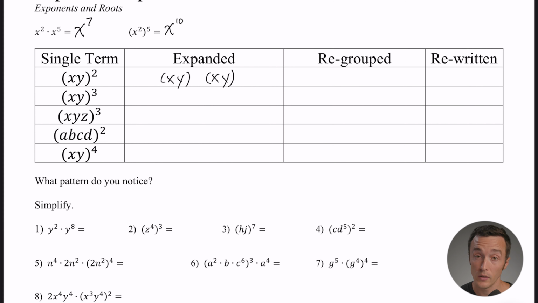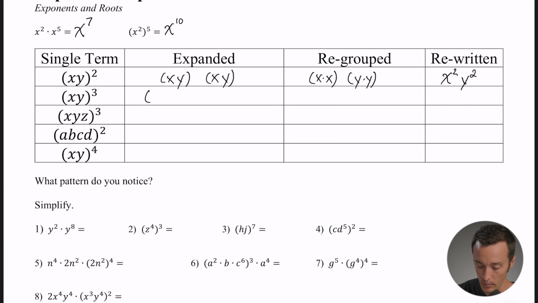Now, because of the rules of multiplication, I could regroup these. I could put all of my x's together, and in this case, I've got 2 of them. But I also have 2 y's, so I could group them based on what the variable, or the base, is. Now, I could rewrite x times x as x squared, and y times y as y squared. So what we're looking for as we fill out this table is how we go from that first column, the single term xy to the second power, and land at x squared, y squared. So let's do another example.